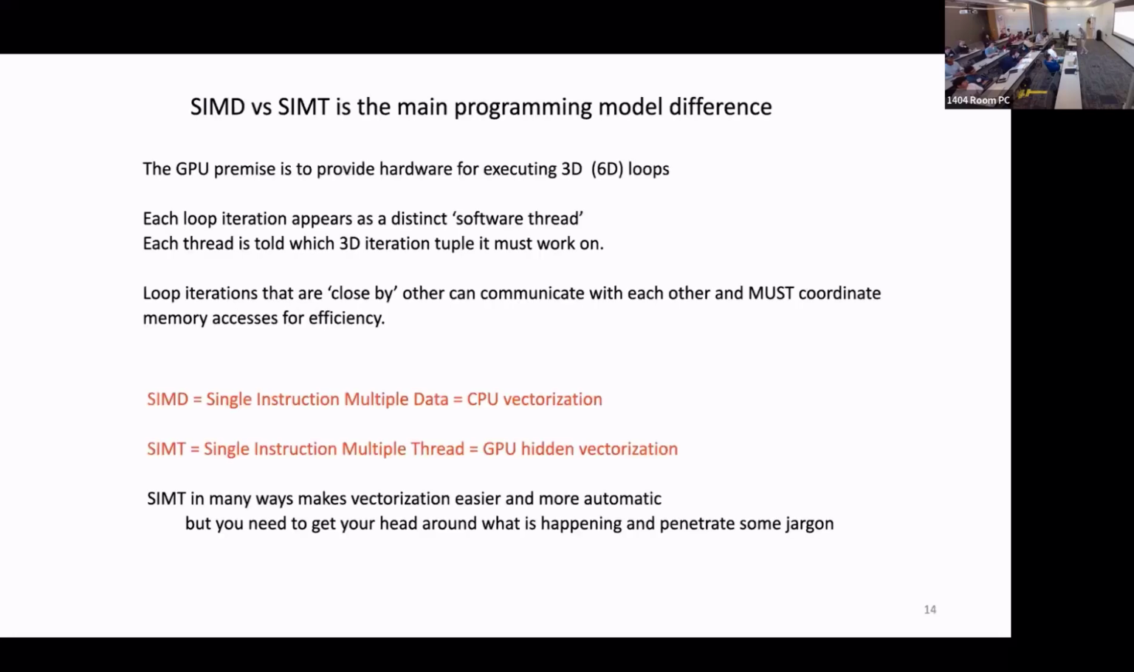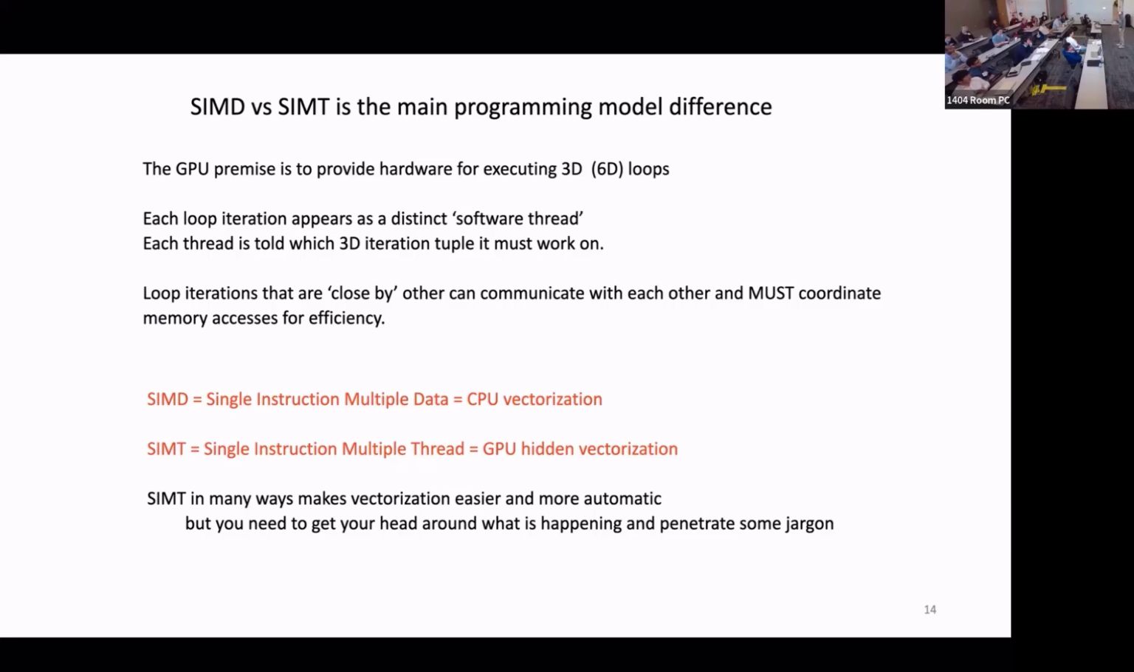Okay, so what is a GPU? Between CPU and GPU, SIMD versus SIMT is the main programming model difference. The GPU premise is to provide hardware for executing 3D, or actually I would say 6D loops, but sorry, Ryan, you're going to kick me after this. The computer scientists tend not to like to think about more than 3 dimensions, so they take their inner dimensions and their outer dimensions and stick them all together into one bigger dimension and call it the joint thing X, and the joint thing Y and the joint thing Z, because I don't like W, S, and T.